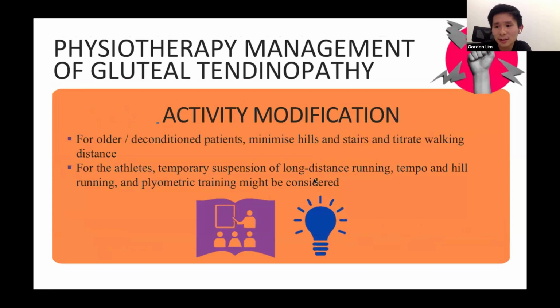Education regarding activity modification can be helpful for patients with gluteal tendinopathy. For example, for the older and deconditioned patients, we may suggest to minimize hills and stairs, as well as titrate their walking distances. For the athlete, temporary suspension from long distance running may be needed. Cutting down on tempo and hill running, as well as plyometric activities, may also be advised.